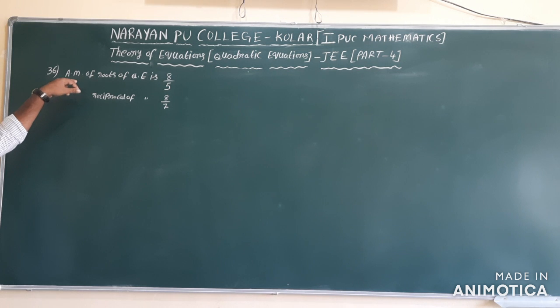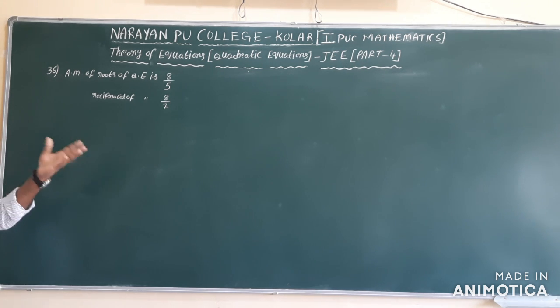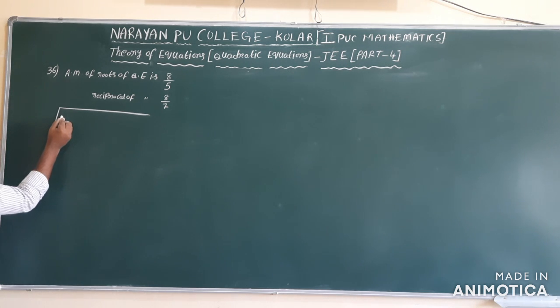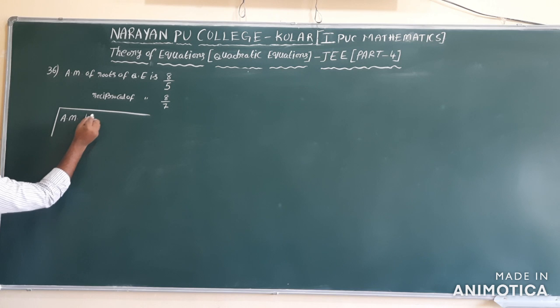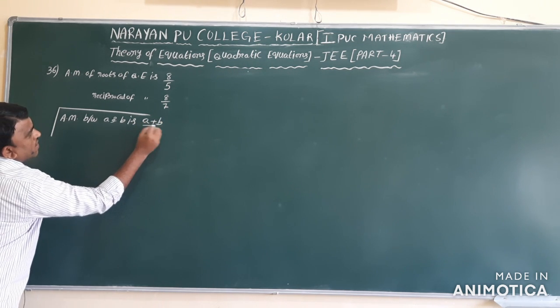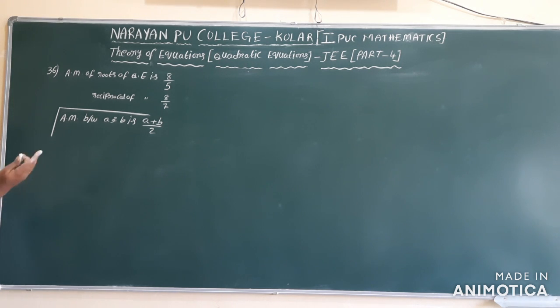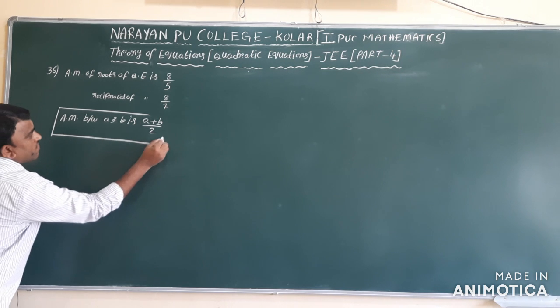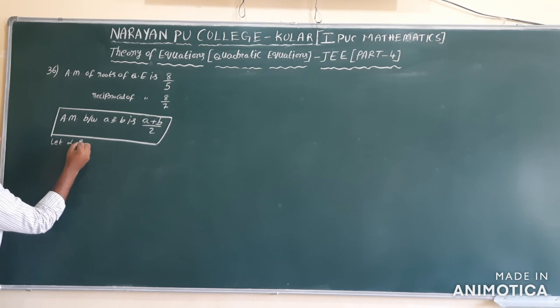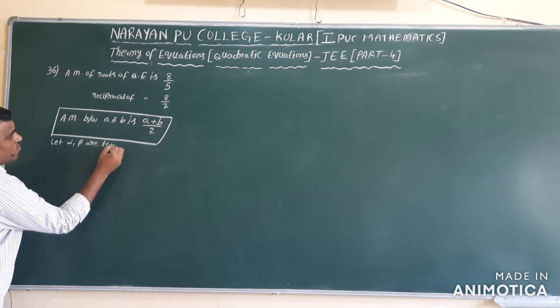At present we don't know what is the formula for arithmetic mean of two numbers. That will study in the sequence and series chapter. But I will say the formula. AM arithmetic mean between A and B is A plus B by 2. If you say the geometric mean, B square equal to AC. This is formula for arithmetic mean between A and B. Here also same manner, let us take alpha and beta are the two roots.